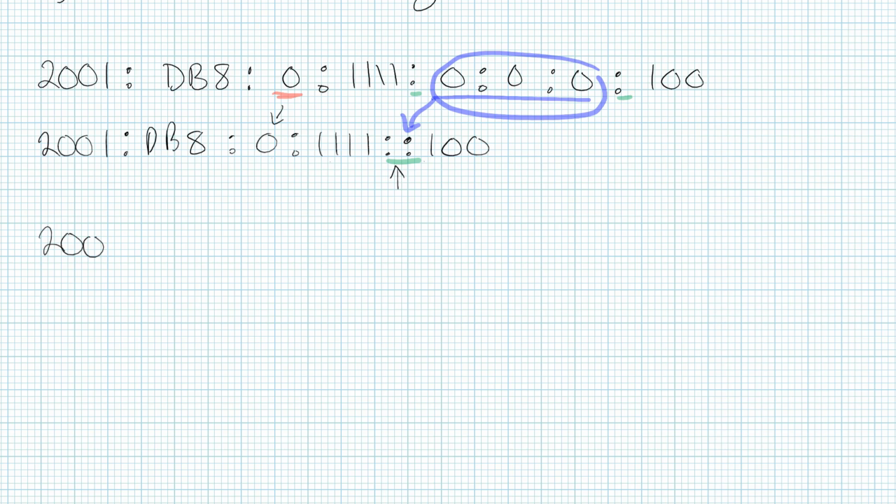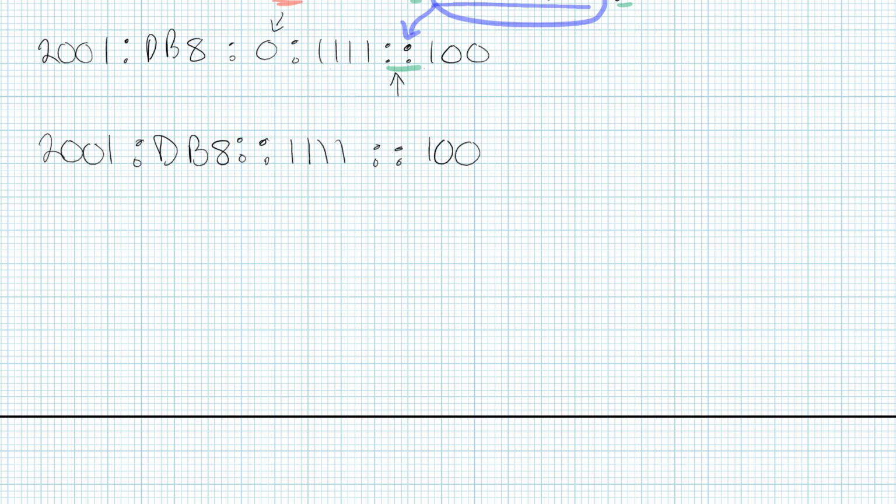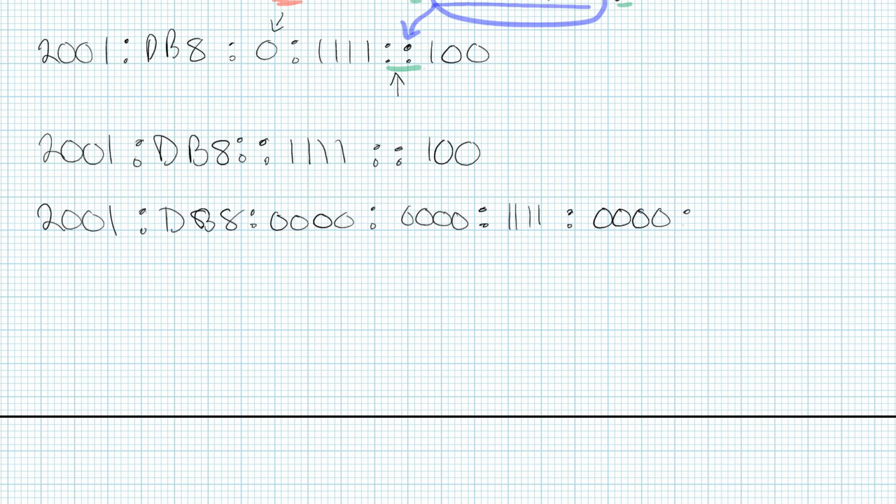If we were to write this address as 2001 DB8 colon colon 1111 colon colon 100, what you'll see is that this address could potentially expand into the address it came from, which is good, but it could also expand into a couple other addresses. It could be 0000 colon 0000 colon 1111 colon 0000 colon 0000 colon 100.